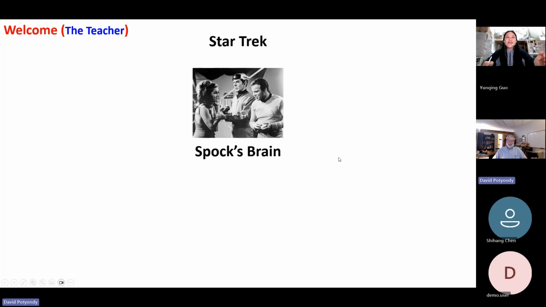So this is a particular episode called Spock's Brain. Now, who is Spock? Spock is this guy right here. He's actually the second in command of the ship. This is Captain Kirk, and this is the second in command. He's also the chief science officer. And he happens to not be human. He's Vulcan, which is another group of people, not human, but like human.